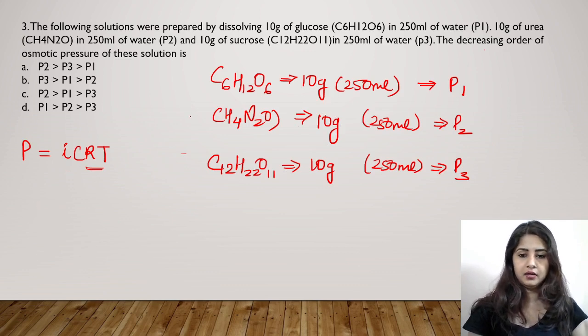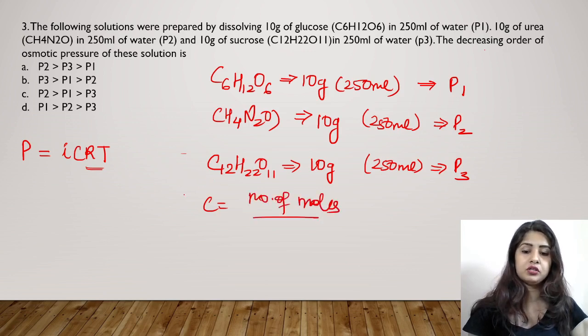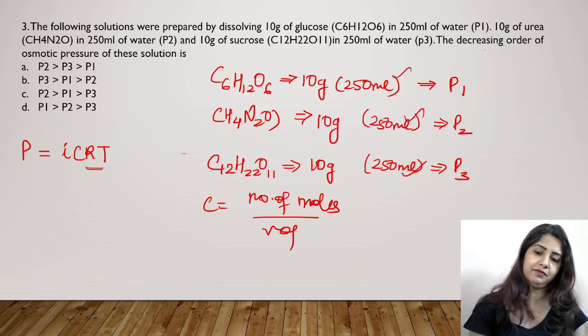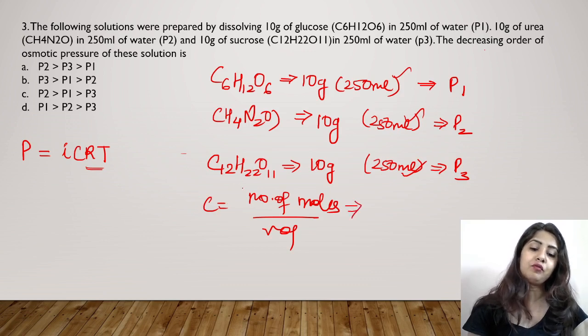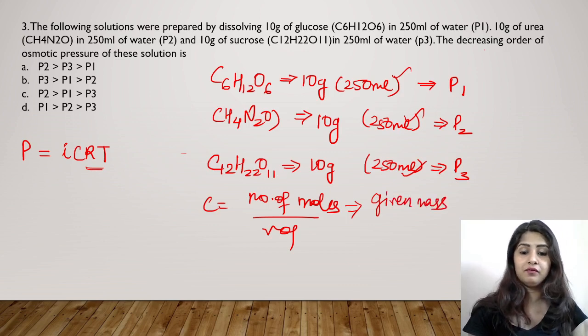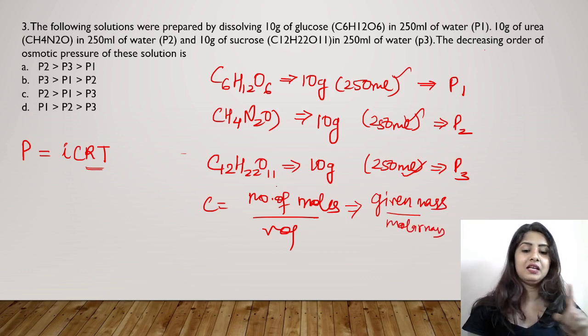And do you know how to find out the concentration? Concentration is basically the molarity which you have to find out. So this is number of moles upon volume, right? Volume is the same for all of them, so we won't be considering volume. Number of moles will differ. Now how do you calculate number of moles? Number of moles is calculated as given mass, which is again the same for all of them, 10 grams, upon molar mass. So molar mass will differ for all of them.